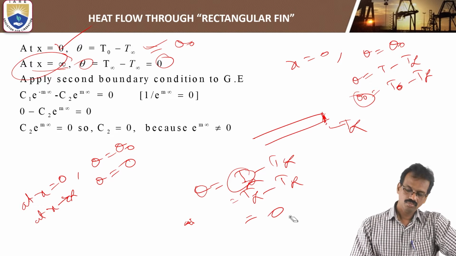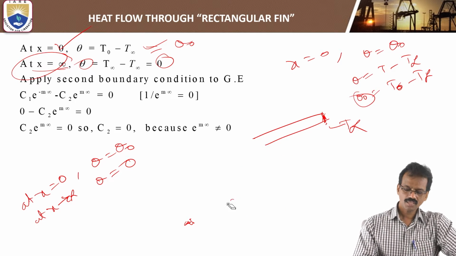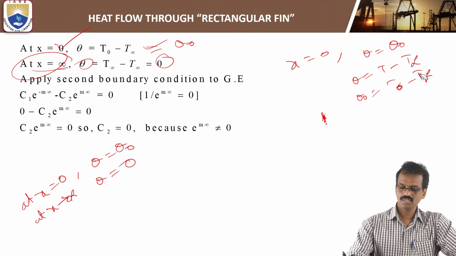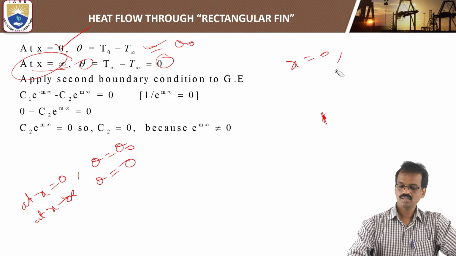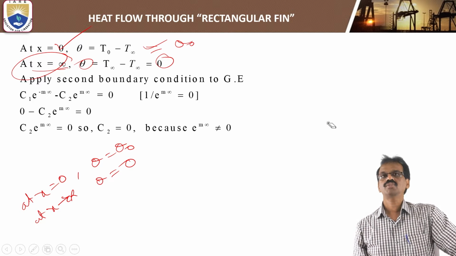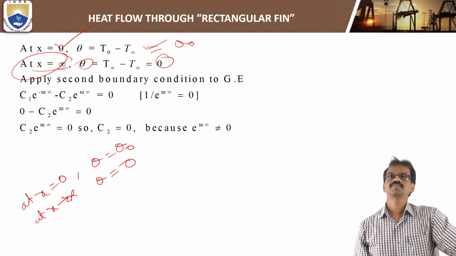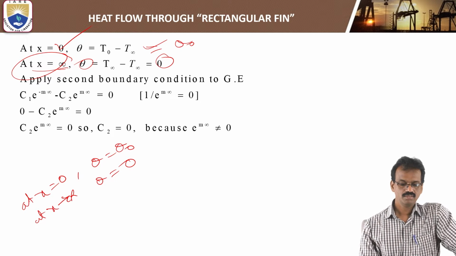So we have to consider these two boundary conditions and apply them to the general equation. Then we will get the temperature formula at distance x for the small elemental area. If you integrate this, we will get the rate of heat transfer formula. So, apply the first boundary condition.